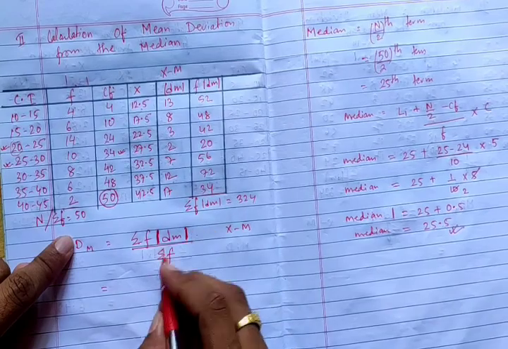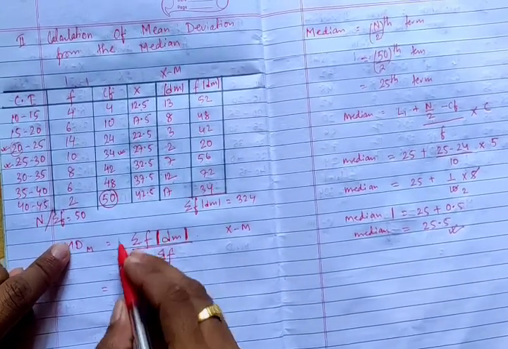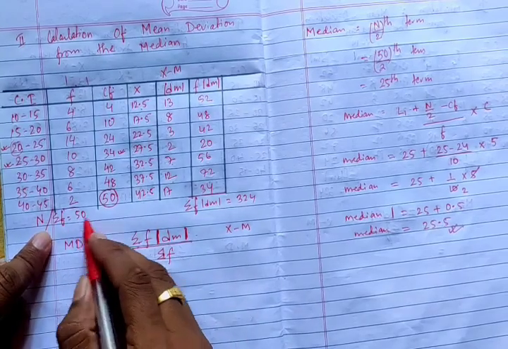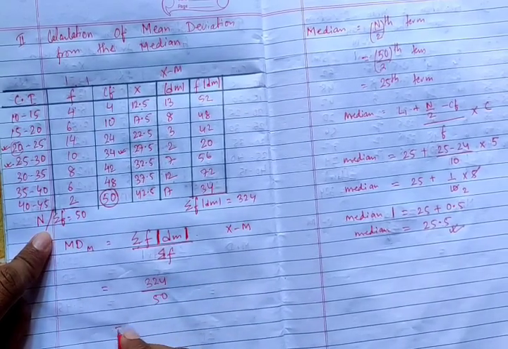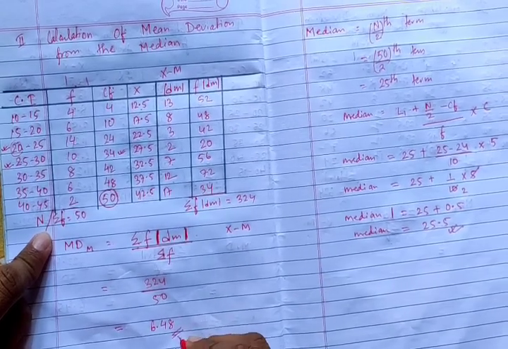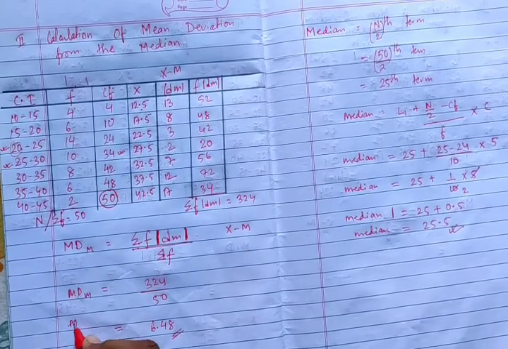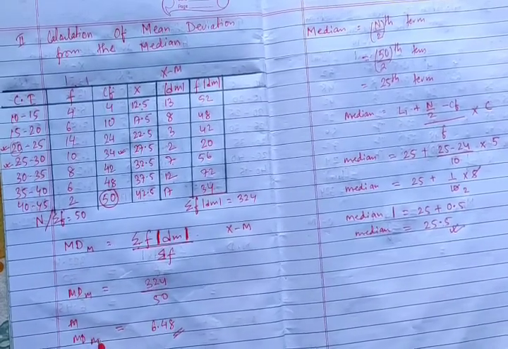Now we'll substitute these values. So summation F DM, how much did we get? 324. And what was summation F? 50. So when we divide it, how much will we get? 6.48. So this is mean deviation from median. Understood? Mean deviation from median.